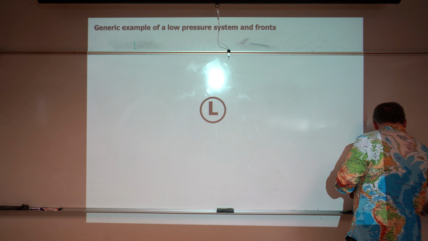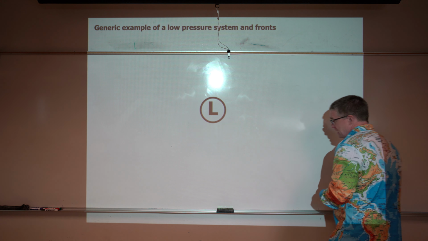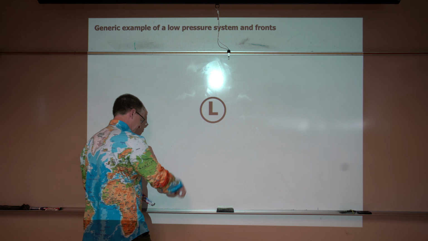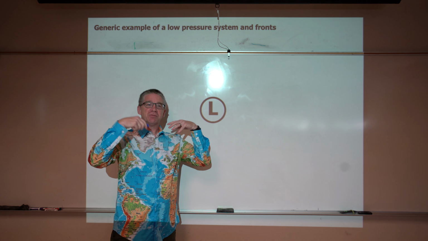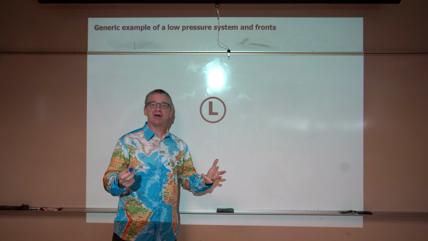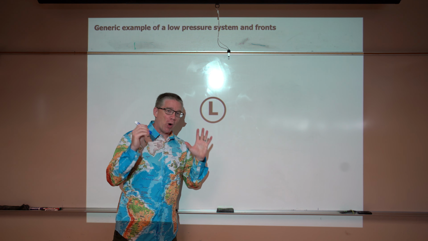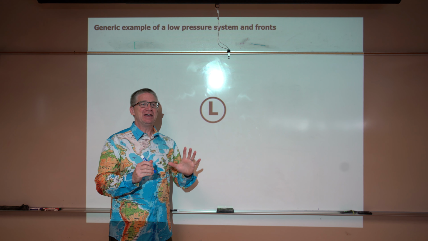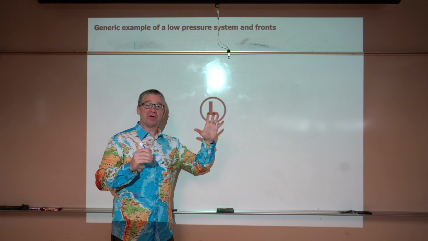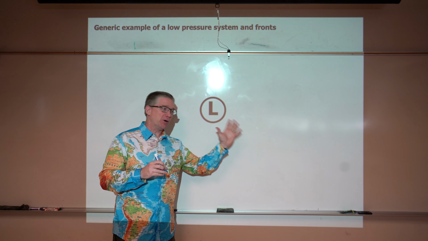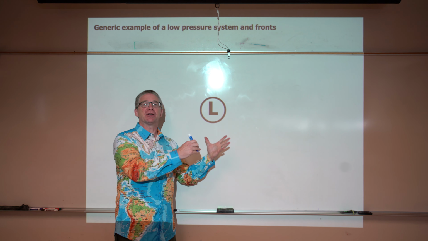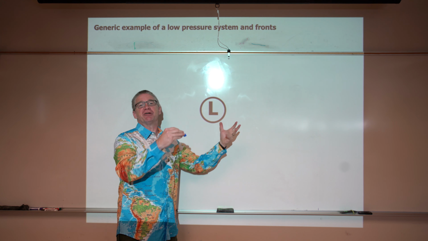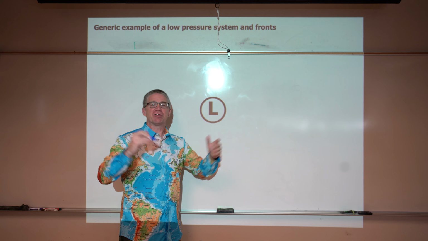So here we have a low pressure system, and I'm just going to draw a generic standard low pressure system with a cold front and a warm front. I want to emphasize that any individual low pressure system that you come across on a weather map might look very different than what I'm going to draw. I'm just drawing a stereotypical one that you might see somewhere across the US.